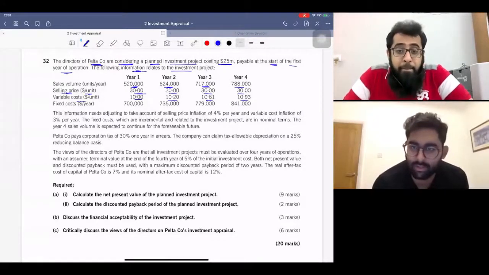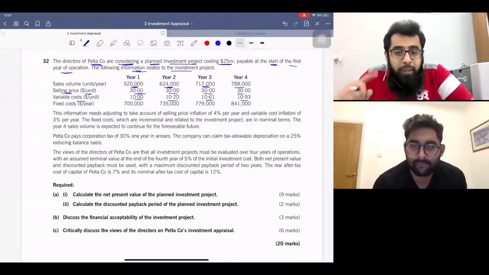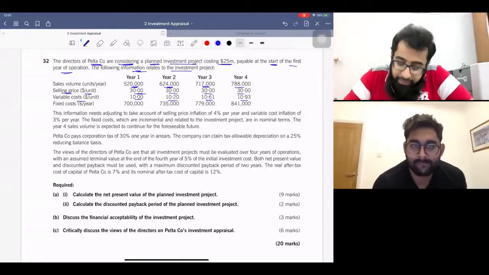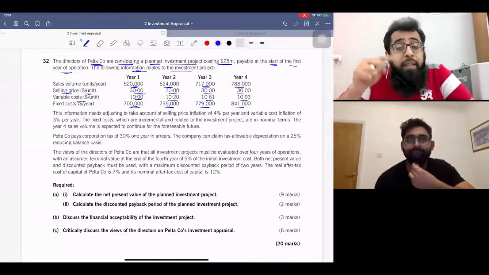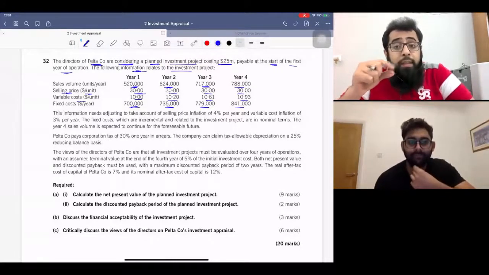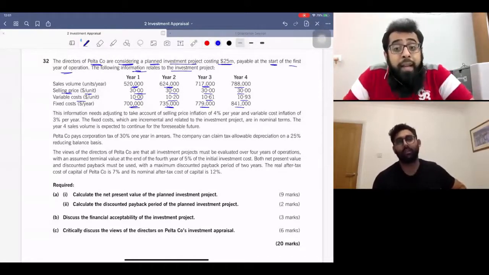Now this question also gives us this ready-made, but no, it doesn't tell us the incremental. We have to put inflation impact also. This question is a good learning. You need to understand it first. Now, these are the fixed costs 700, 735, 779, and 841. Now, these increases given in the variable cost and fixed cost are due to other factors. The inflation impact is other than that.